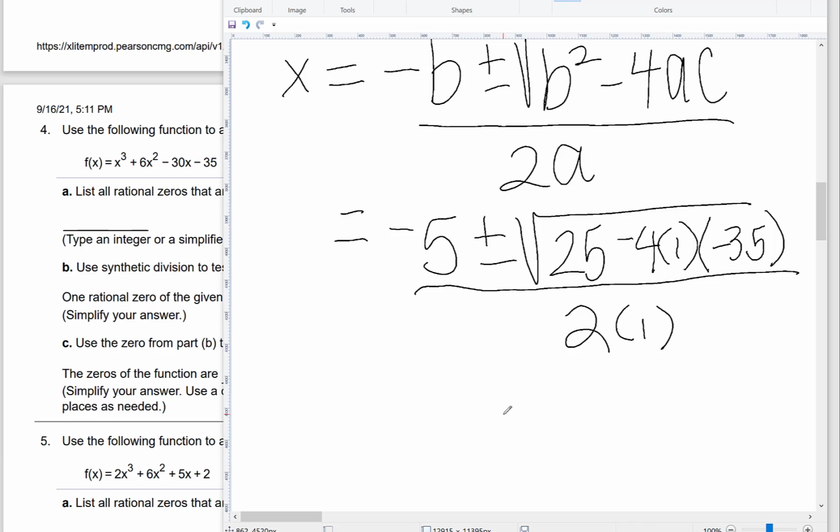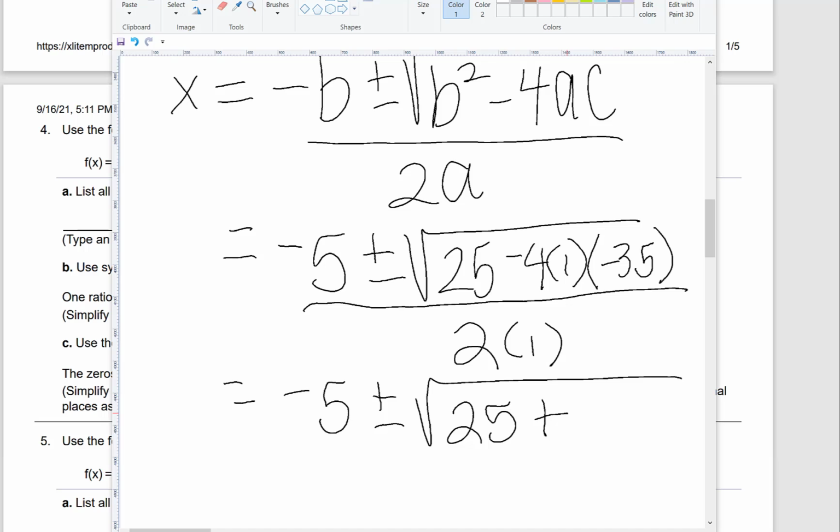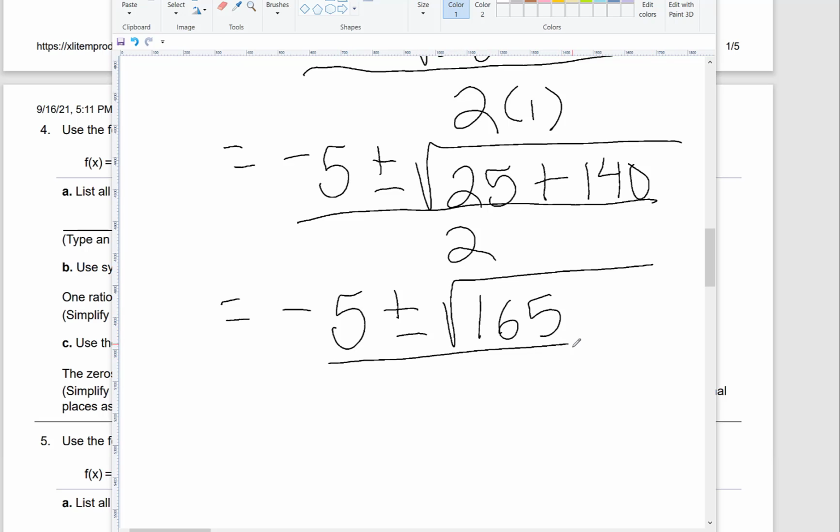So I need to simplify this as much as I can. Negative 5 plus and minus the square root of 25 plus, now be careful, I have a minus here and a minus here. That's going to make it a plus. And 4 times 35 is 140. All of that is over 2. So that's going to be negative 5 plus and minus the square root of 165 over 2.